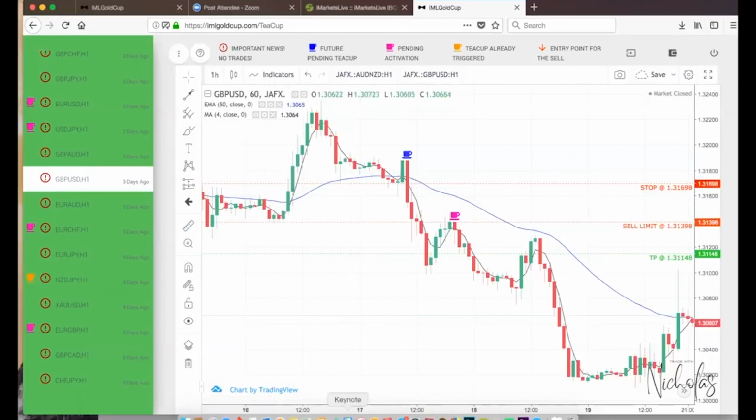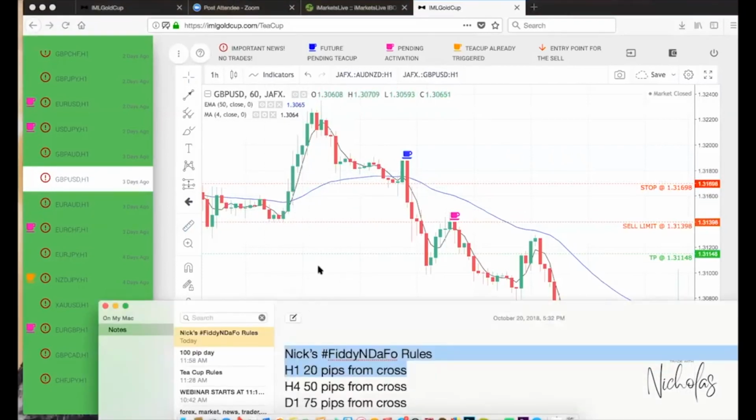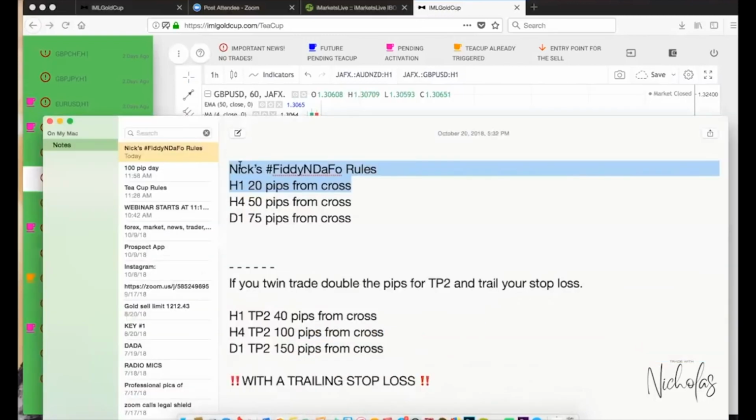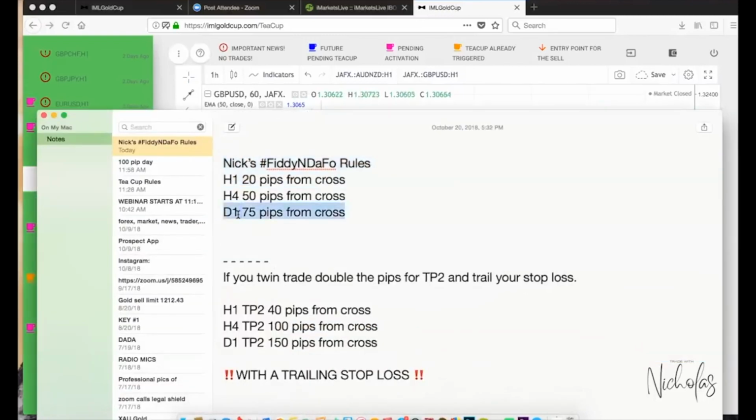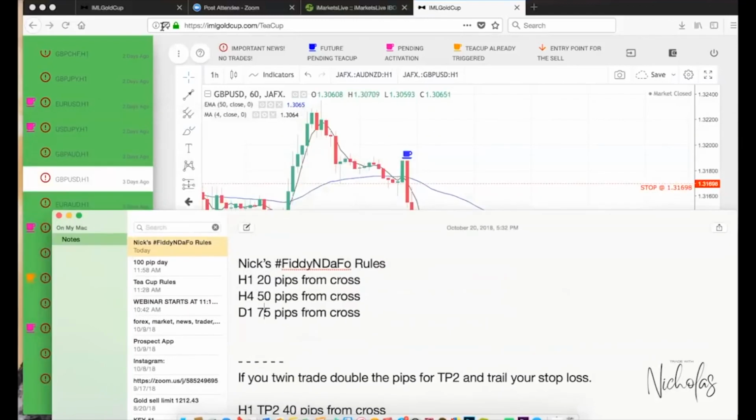If I'm on the 4 hour, I'm going to go from the cross and I'm looking for a 50 pip take profit. If I'm on the daily, I'm looking for a 75 pip take profit. And this is always from the cross. Never forget that. Start from the cross, not from where you enter the market.